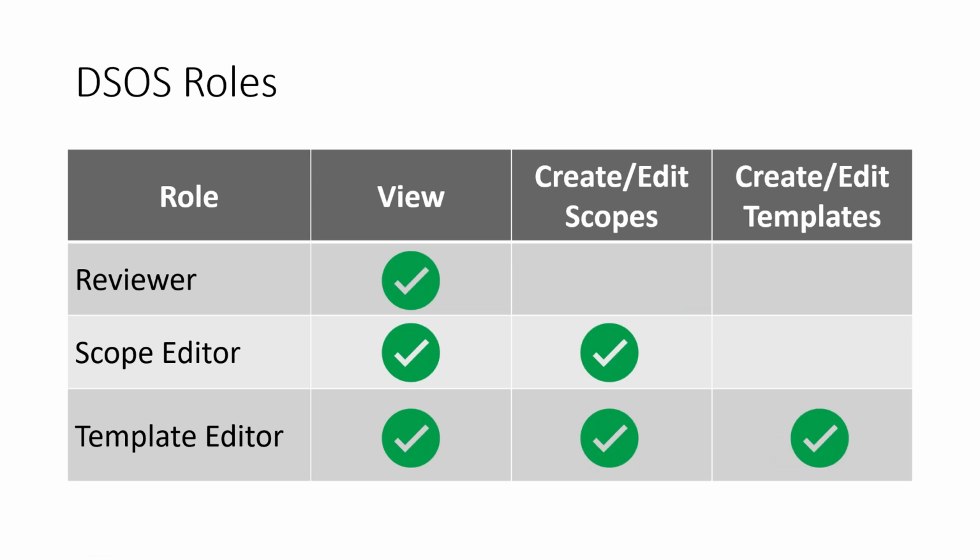Once they've made a template, those templates are available for other people in their district, the scope editors, to use to create new scopes or apply to scopes. If you're a scope editor or a reviewer and you see a scope that would be a great candidate in your district to be a template, you just notify your template editor. They'll review it, edit it if it needs to be, and then publish it.